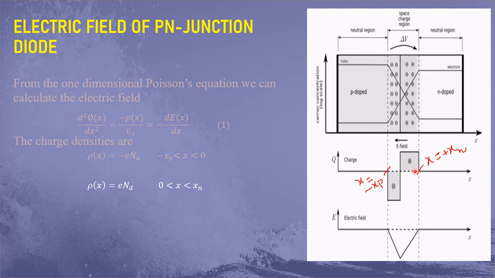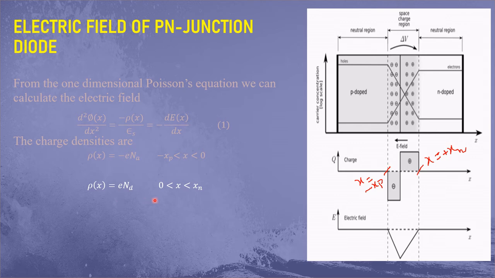The positive charge density is END and the negative charge density is ENA. Positive charge density is defined by a positive quantity and the negative charge density is defined by a negative quantity. And so here we define minus ENA. So this is the charge density.